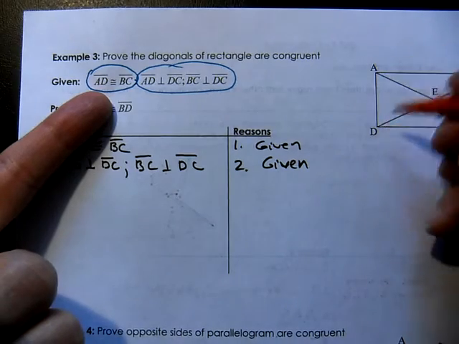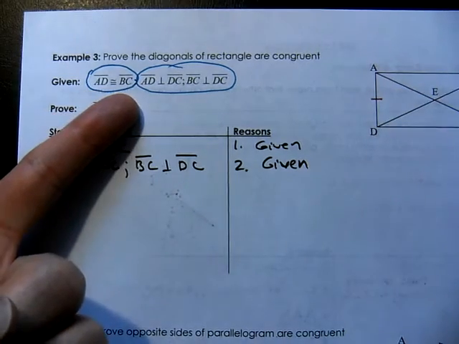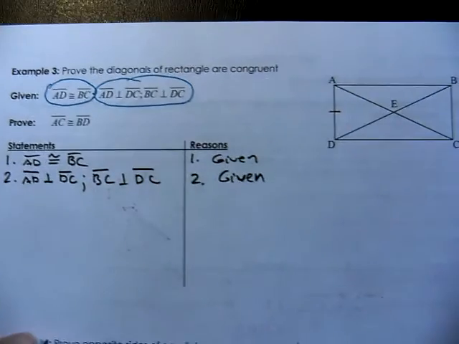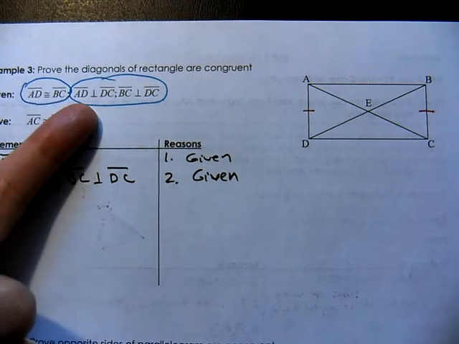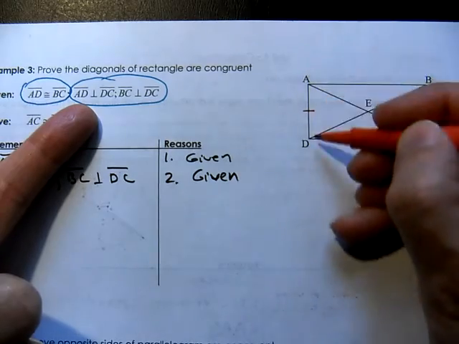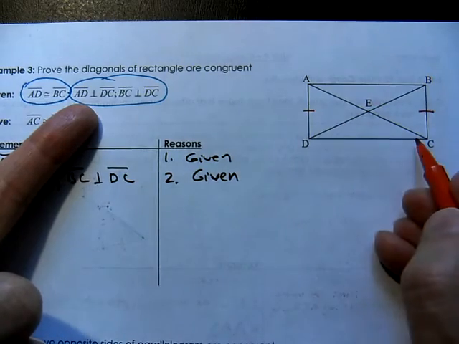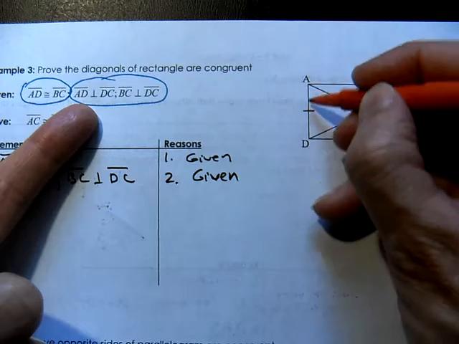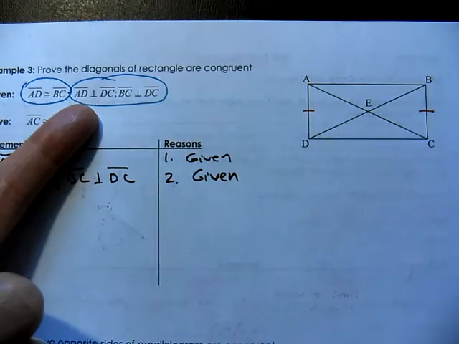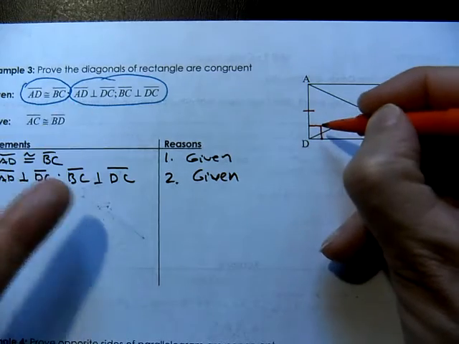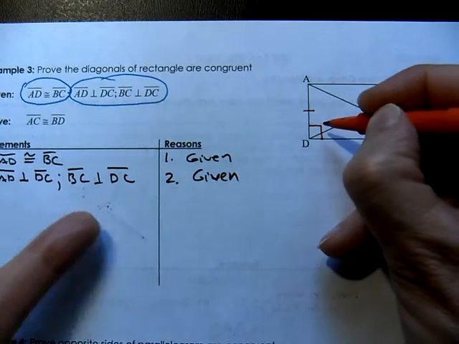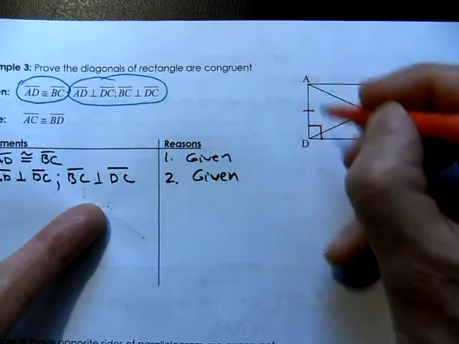Segment AD congruent with segment BC. There it is. And then we're told that segment AD is perpendicular to DC. Well, we know that if there's perpendicular lines, they're going to form a right angle. So if I am marking a right angle, then I need to name it here. All right, they are forming a right angle.